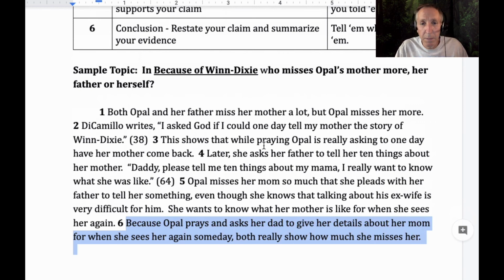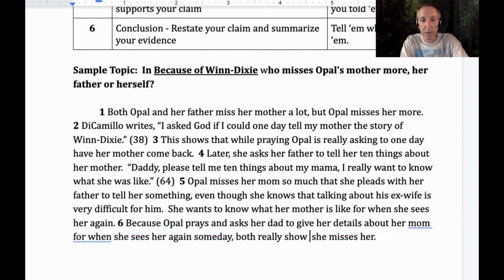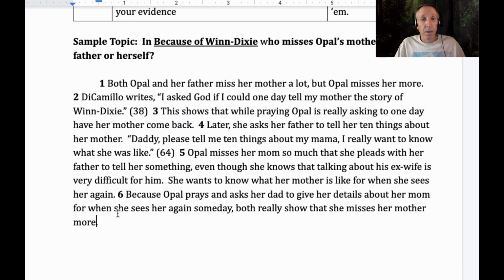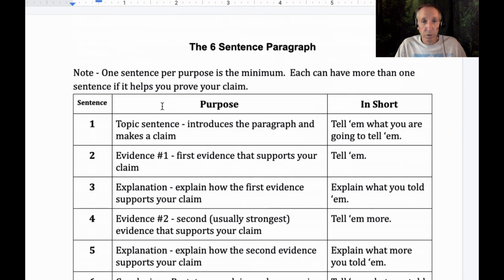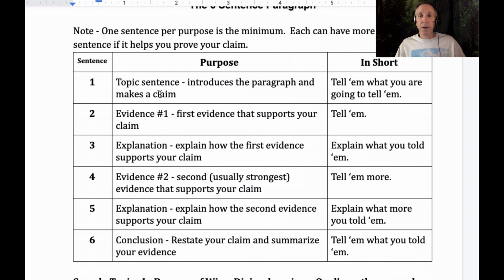Does that really restate my claim? No, it's supposed to show that she misses her more. So both really show that she misses her more. I'm going to change that because I don't think it is clear. Both really show that she misses her mother more than her father. Yeah, that's going to be weird if I say more than her father. Constantly editing, which I'm always talking about. All right? So once again, if you were writing this paragraph, you would not put these big, bold numbers here. You're going to write your paragraph with 1 sentence flowing after another. I put them here so that you can see how they relate to each purpose of the 6-sentence paragraph. And that's about it.